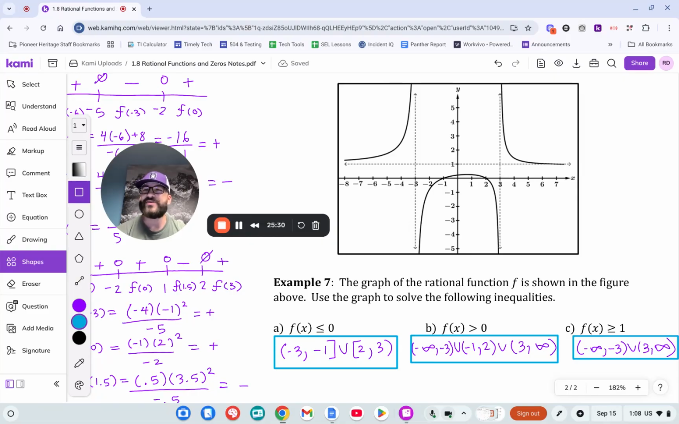All right, that is rational inequalities. They are fairly straightforward, kind of an extension on our polynomial inequalities. Go ahead and try some practice on your own, okay?